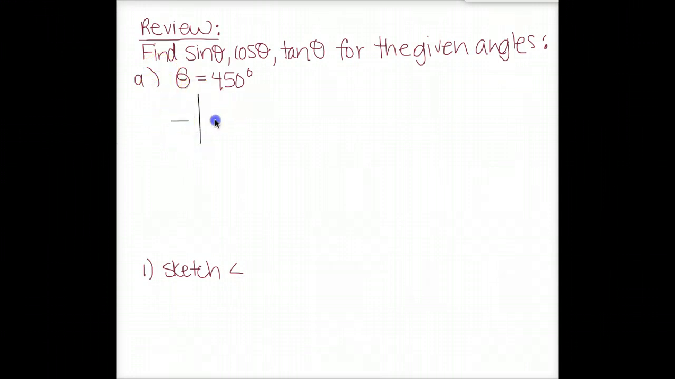So if I draw my axes, 450 degrees is obviously bigger than 360, so it's more than a full rotation. So 360 degrees would land here. So I have to go 90 more degrees than that because 450 minus 360 is 90. So 90 more degrees hits right here. So remember, this is what we had done several lessons ago with the quadrantal angles.